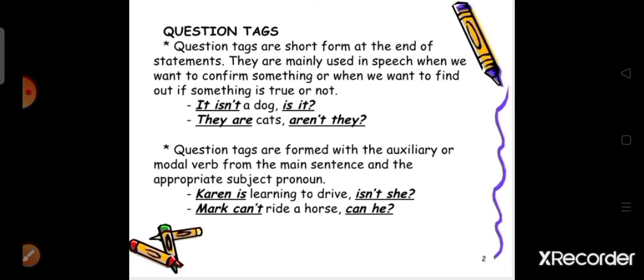Okay. Next, question tags are formed with the auxiliary or modal verb from the main sentence and the appropriate subject pronoun. Here is an example. Karan is learning to drive, isn't she? Mark can't ride a horse, can he? So, the first is a positive statement with a negative question tag, and in the second sentence, Mark can't ride a horse, this is a negative statement and can he is a positive question tag.